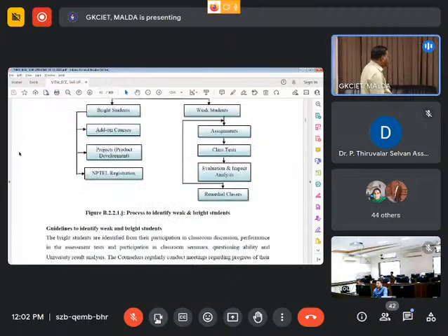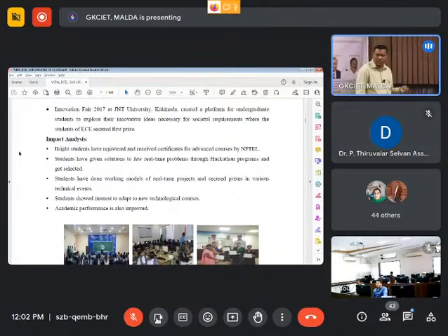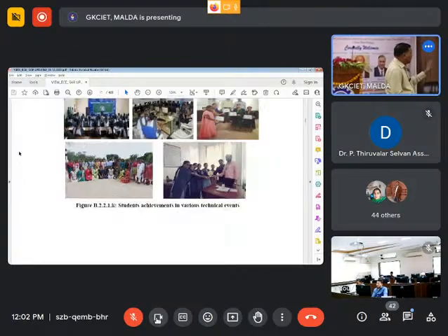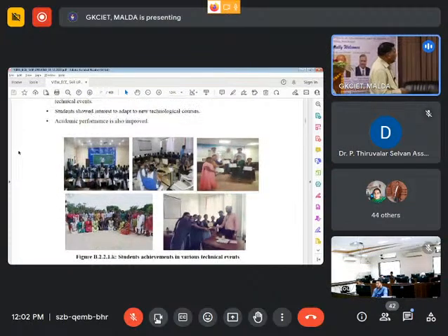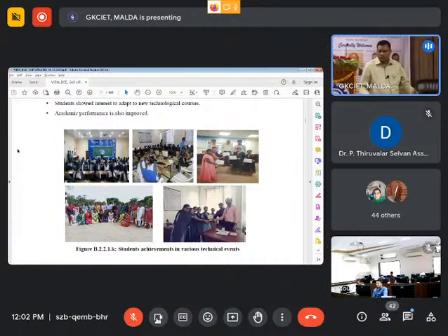अगर 6 साल लेना है तो इसी टाइप का बनाना है. 6 year अगर चाहिए तो you have to do full what? Student achievement in various technical event. This is again different type of events which you are conducting.